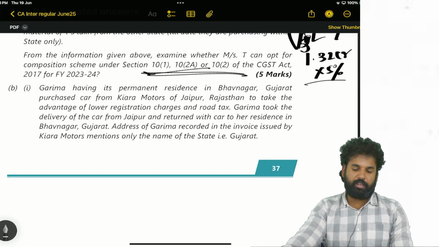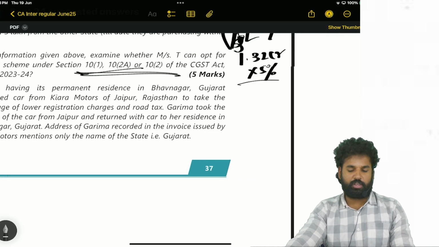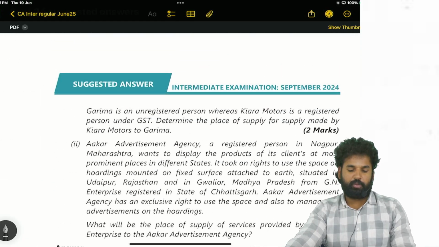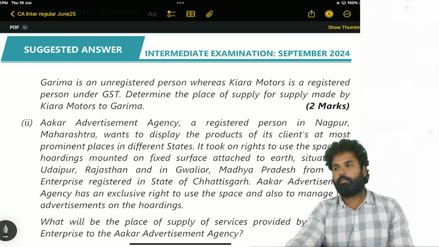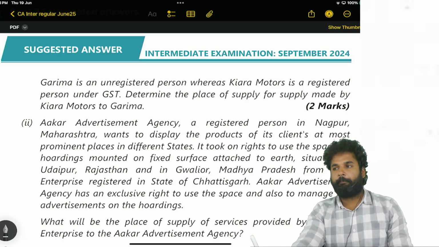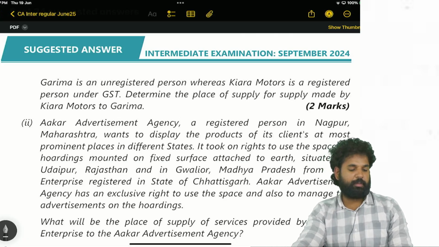Next, Garima, having her permanent residence in Bhavnagar, Gujarat, purchased a car from Kiara Motors of Jaipur, Rajasthan, to take advantage of lower registration charges and road tax. Garima took the delivery of the car from Jaipur and returned with the car to her residence in Bhavnagar, Gujarat. The address of Garima recorded in the invoice issued by Kiara Motors mentions only the name of the state, that is Gujarat. Whenever it is supplied to an unregistered person, Garima is an unregistered person, whereas Kiara Motors is a registered person. Place of supply will be the location of the recipient.